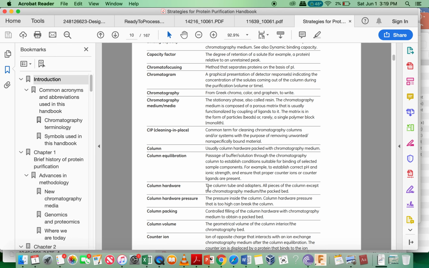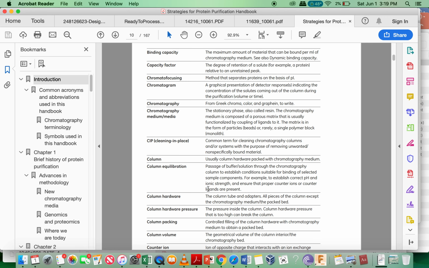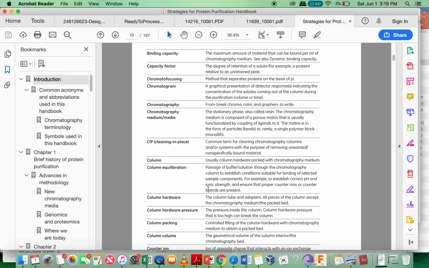Clean in place, common term for cleaning chromatography columns and or system with the purpose of removing unwanted, non-specifically bound material.